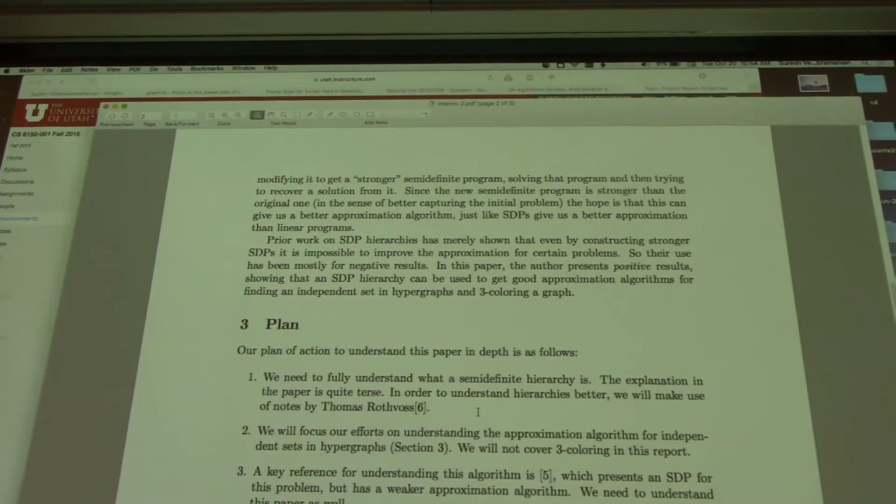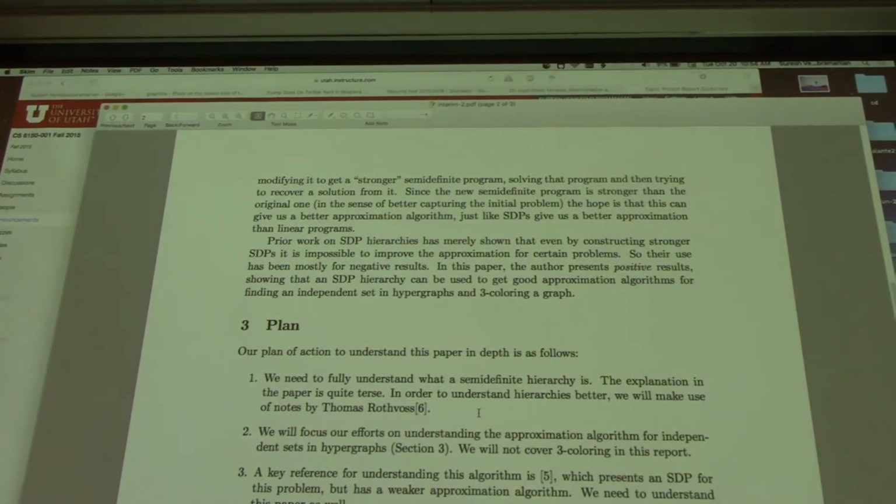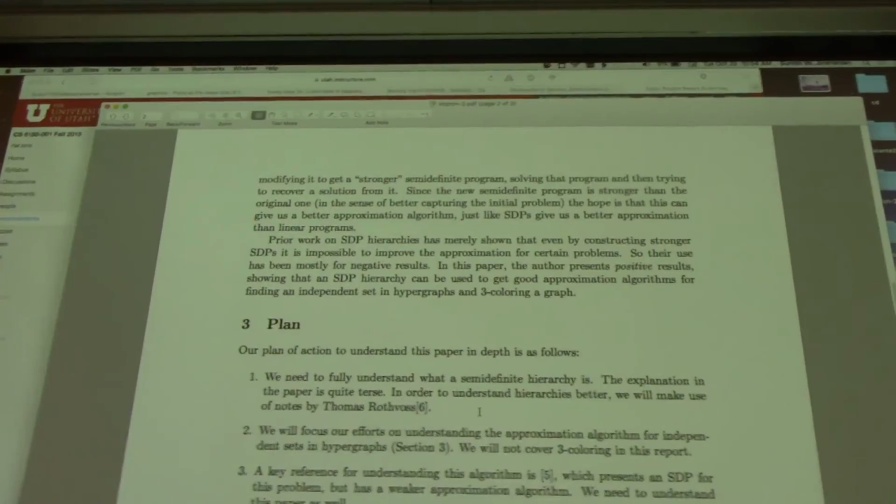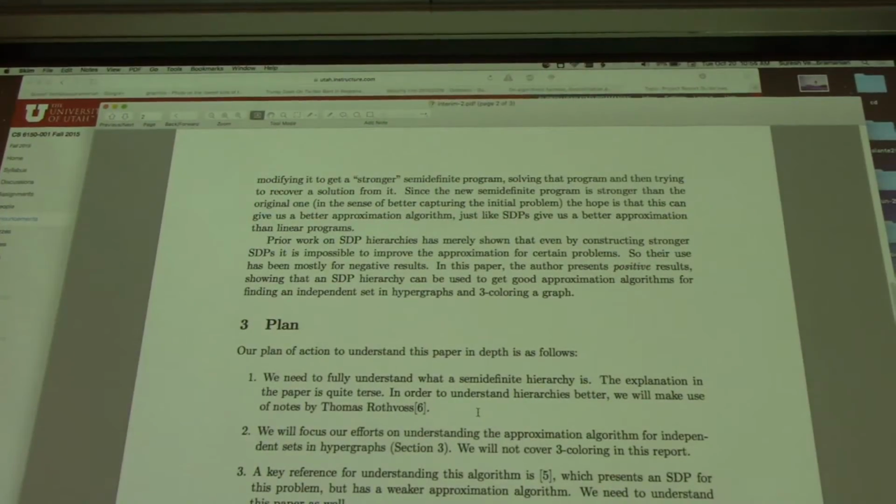An important point again: a key reference for understanding their algorithm is this other paper, number 5, which presents an SDP for this problem, but with a weaker approximation. We need to understand this paper as well. So what is the point of this plan? The point of this plan is for you to show me that you've read the paper, that you understand where the choke points are in your understanding, and you've laid out a plan to try and break those choke points. Without the plan, I don't know if you've read anything.